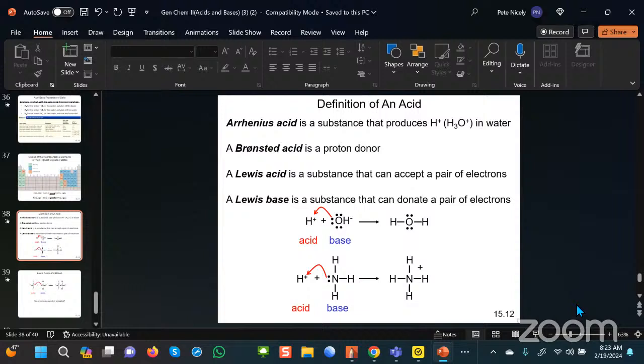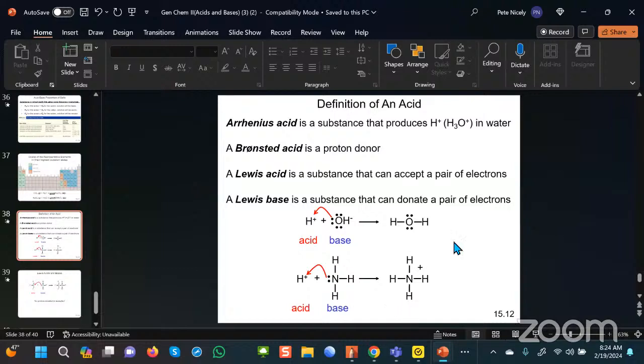Then we have what is known as the Lewis acid definition. And Lewis says that an acid is a substance that can accept a pair of electrons. And he went on to say that a Lewis base is a substance that can donate a pair of electrons. And that even broadens the definition some more to include some other substances. So basically what I'm saying here, there are some substances that would be considered an acid or a base according to Lewis, which would not be the case according to the Bronsted or the Arrhenius definition, all right?